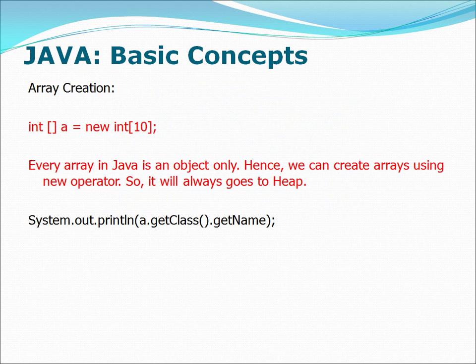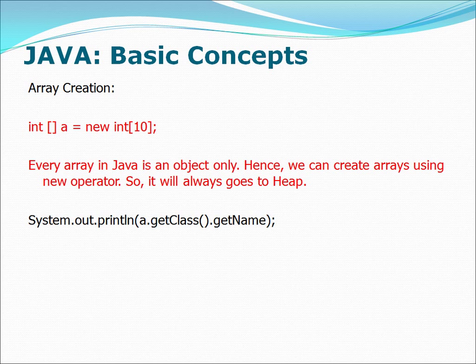So each object will have a class, right? If I tell you animal object, what is the class? Animal is your class. If I tell you dog object, what is the class? Dog is your class. Now if I tell you int array is an object, then what is the class? You must have one class name, right? What is the class for int array? Tell me. What is the class?